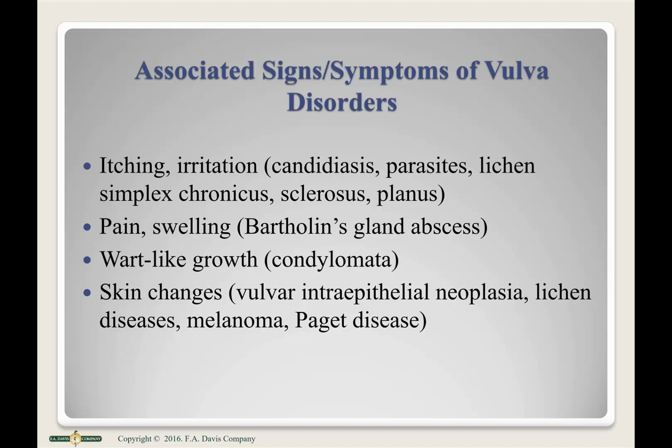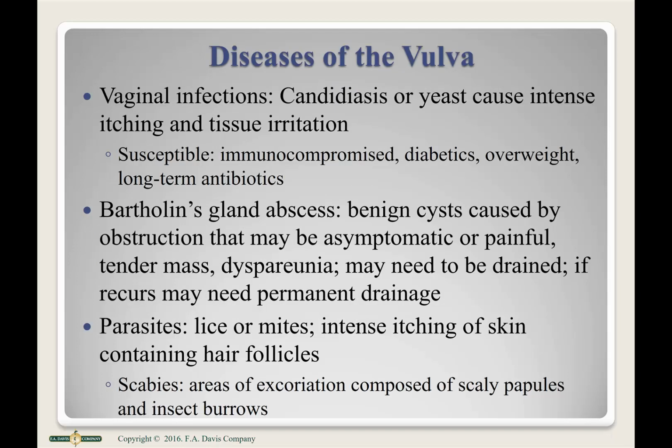Vulvar disorders. Most of the vulvar disorders are going to involve itching and irritation of some way, shape, or form to the vulva. Most of them will cause that. We may have swelling or pain, and those are usually related to the Bartholin gland abscess. There may be wart-like growths on the vulva, and then we may have skin changes that we need to investigate. So we're going to talk about all those different things.